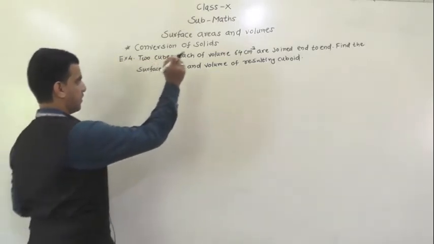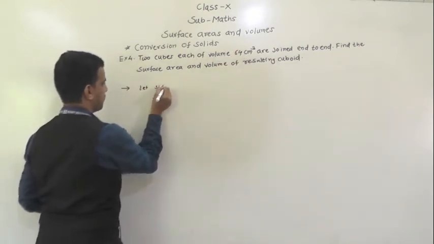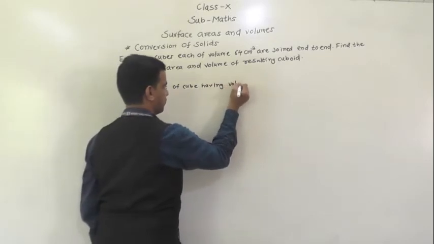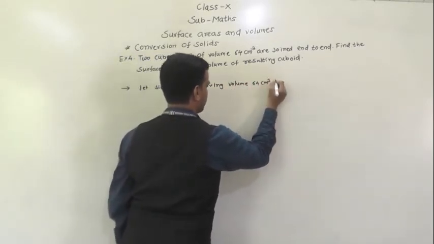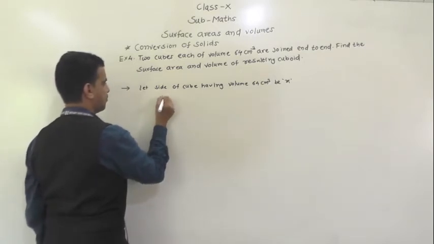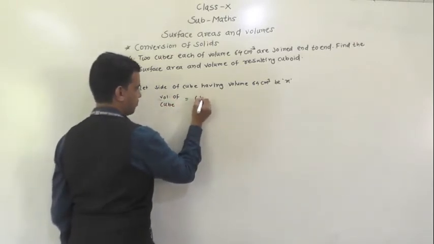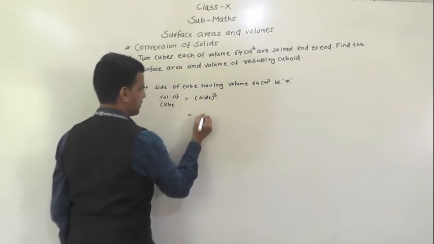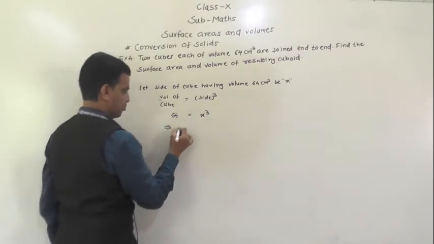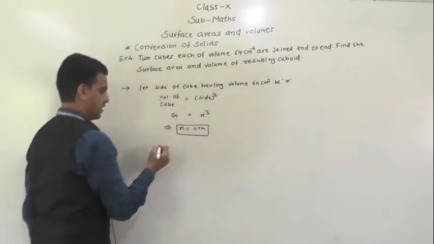First we will find the side of the cube. Let the side of the cube having volume 64 centimeter cube be x. We know the volume of a cube is equal to side cube. Here the side is x, so x cube, and the volume of the cube is given as 64. If we take the cube root on both sides, x is equal to 4 cm. So the cube has side 4 cm.